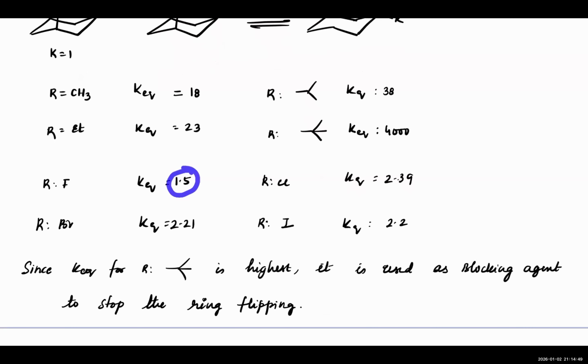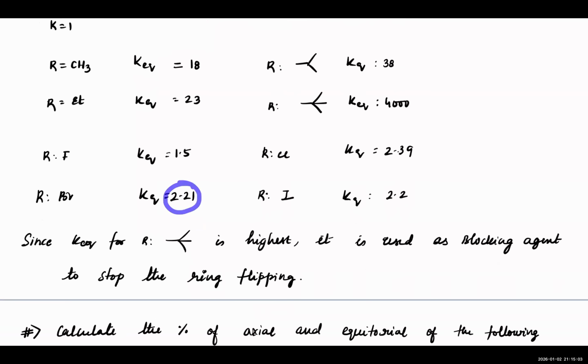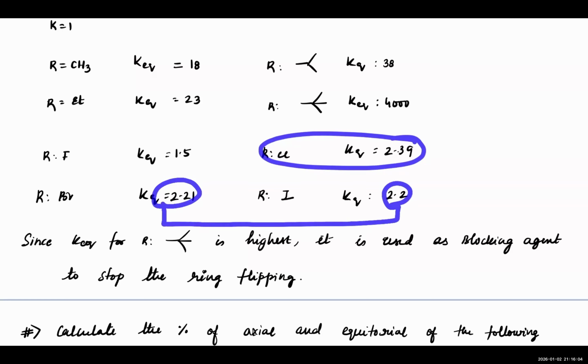If it is fluorine, 1.5, not very likely. So even if you keep it in the equatorial position, it is not very likely for fluorine. Bromine 2.21. Iodine is slightly lesser than bromine, but that's okay, almost the same, that will not be compared. But very importantly, you will notice chlorine somehow has the highest value. Again, this is an experimental value, so do remember between the halogens, chlorine has the highest, then bromine and iodine will be similar, and fluorine has the least value.